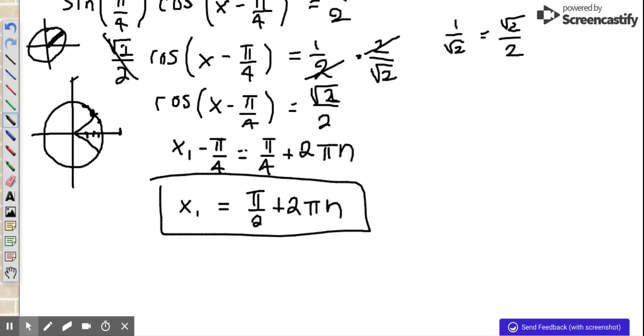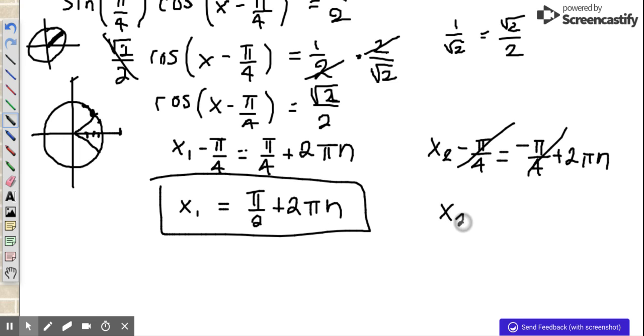And then we're going to have a second angle, which is x2 minus pi over 4. This angle that is down here is minus pi over 4, so I'm going to say minus pi over 4 plus 2 pi n. The good part about keeping it as a negative angle is that these two just cancel out. So we get x2 is equal to simply 2 pi n, and that's it.